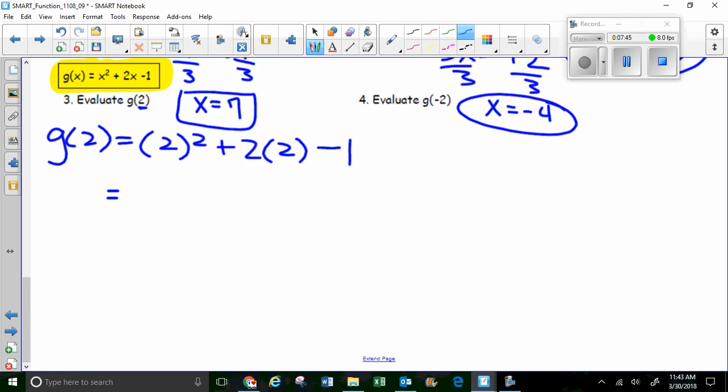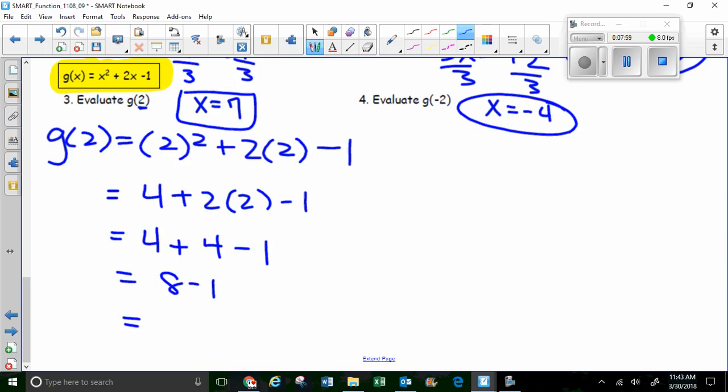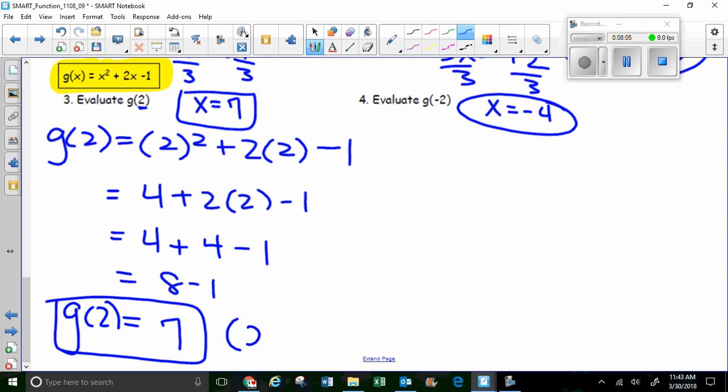Simplify using order of ops. So 2 squared is 4, plus 2 times 2 minus 1. Next would be to multiply. 2 times 2 is 4. 4 plus 4 is 8. 8 minus 1 is 7. g of 2 equals 7. And you can write the ordered pair as well, (2, 7). Definitely in your notes be writing both the ordered pair and the function notation. I know I say you can do either or, but I do want you to have that in your notes.